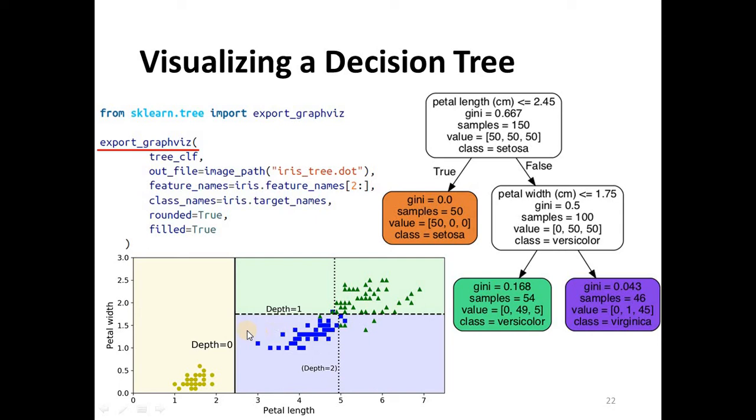Notice that this is two levels, meaning that there are two levels of decisions, and we can give it 3, and with 3 we'll get more refined decisions. Here, here, here, here.